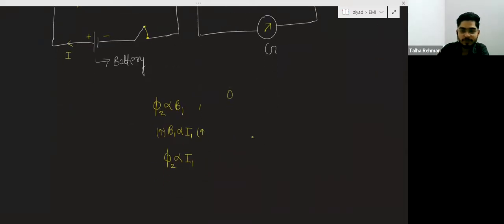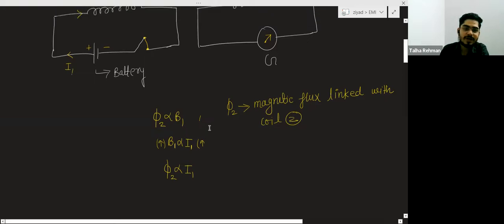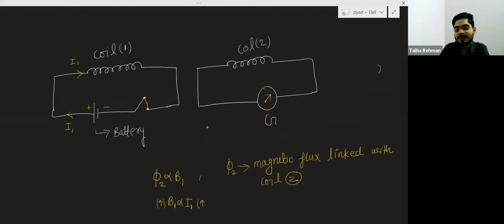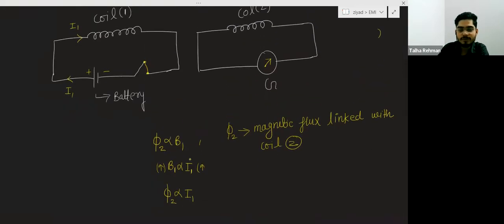And what is phi 2? Phi 2 is the magnetic flux linked with coil number 2. I1 is the current in coil number 1, and B1 is the magnetic field due to coil number 1.